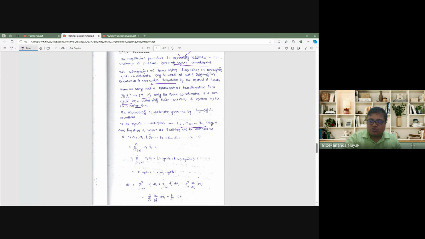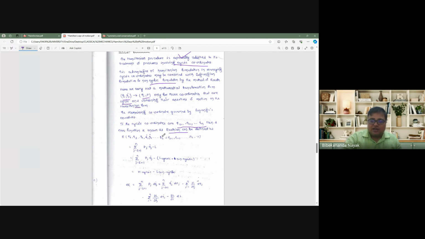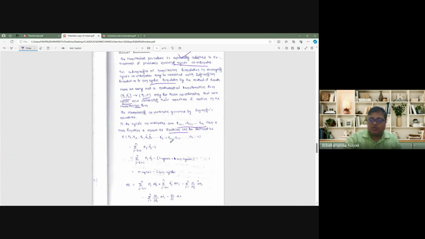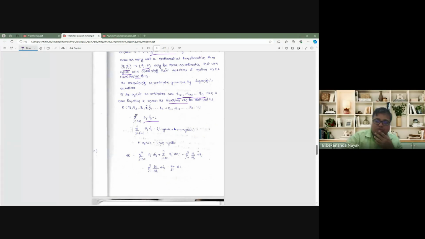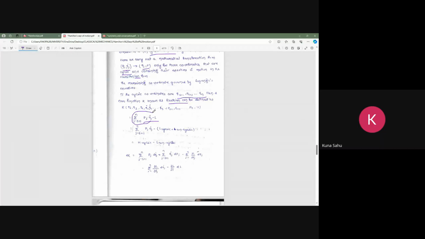So let us consider that the cyclic coordinates are q(s+1), q(s+2) up to qn. Then a new function R, known as the Routhian, can be defined. R is a function of q1 to qs, the non-cyclic coordinates. For cyclic ones, it will be replaced by momentum, p(s+1), p(s+2) up to pn, and p dot. Which is basically nothing but the sum over pj qj dot minus L, for the cyclic coordinates.